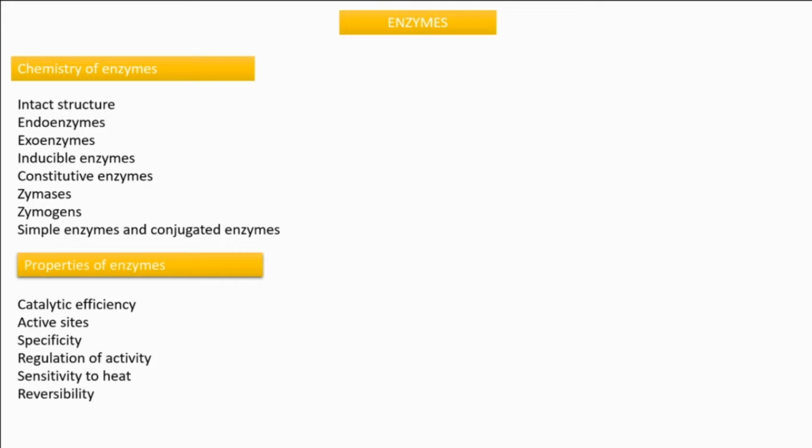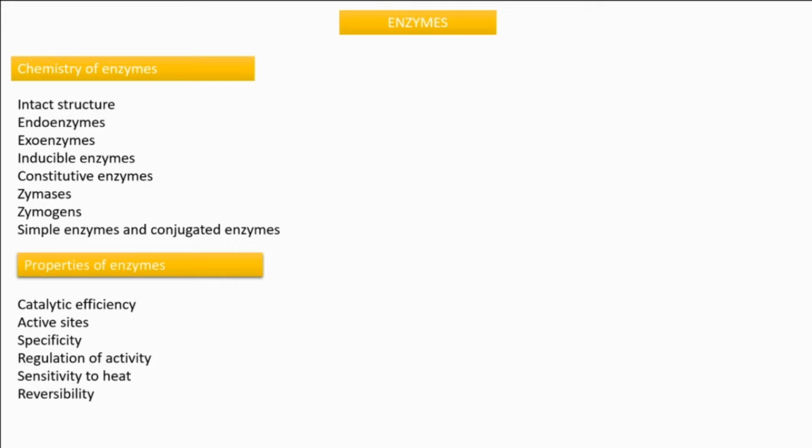Then what are constitutive enzymes? Constitutive enzymes are produced independent of the presence of substrate. Even if a substrate is present or absent, that doesn't matter for the formation of such enzymes. It is produced independent of the presence of substrate. Example is cytochrome oxidase. Cytochrome oxidase is familiar.